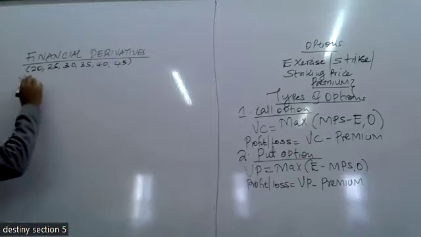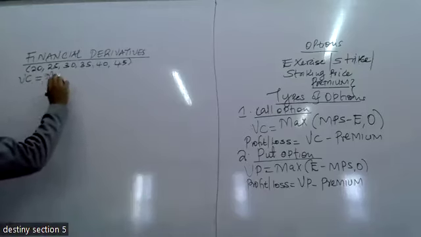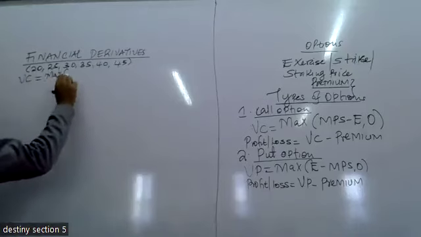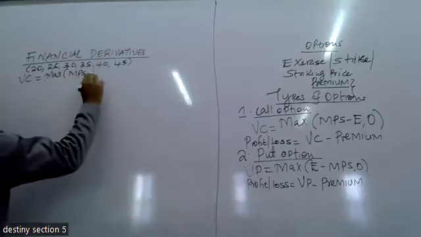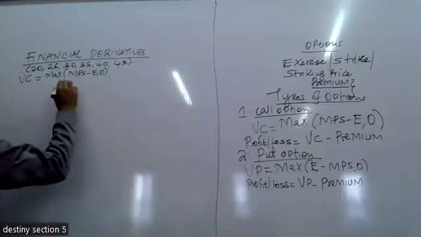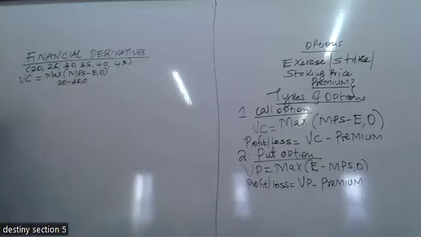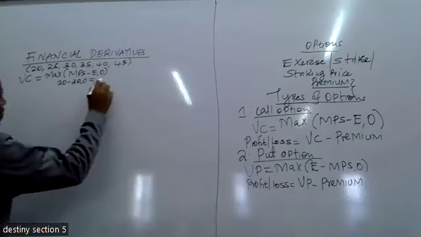Now, I will begin with what we call the value of a call. The value of a call is the maximum of the MPS minus the exercise price, compared with 0. So these are our market prices, 20 minus our exercise price, and you compare with 0. Whichever is maximum is what will be our value of a call.